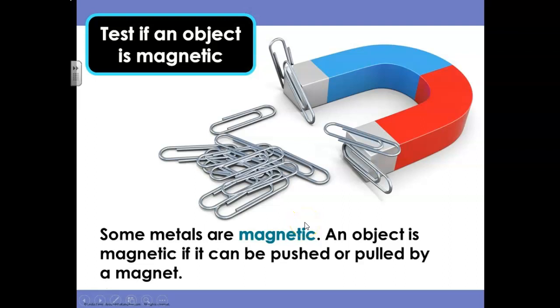All right, you can test if an object is magnetic. Some metals are magnetic. An object is magnetic if it can be pushed or pulled by a magnet.